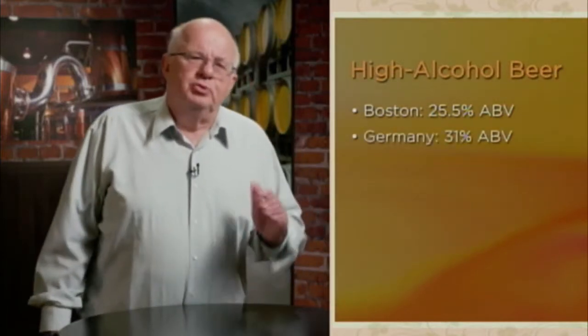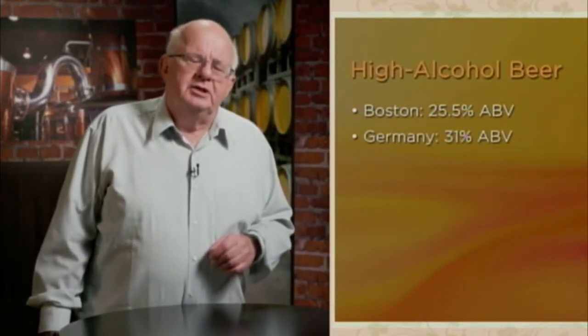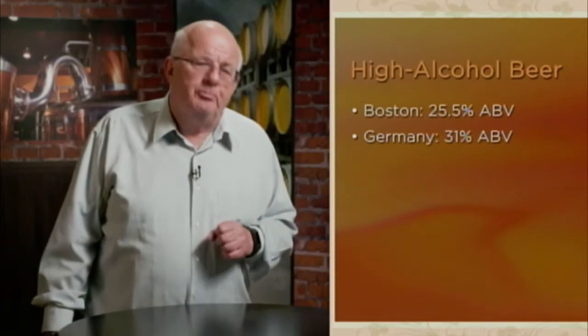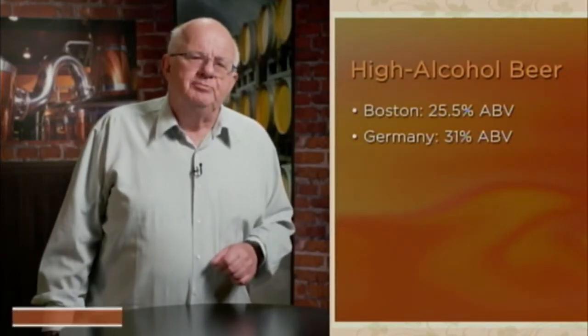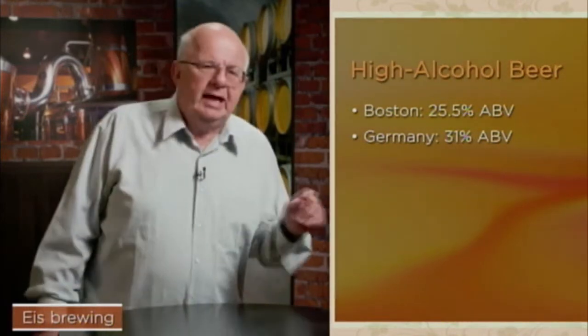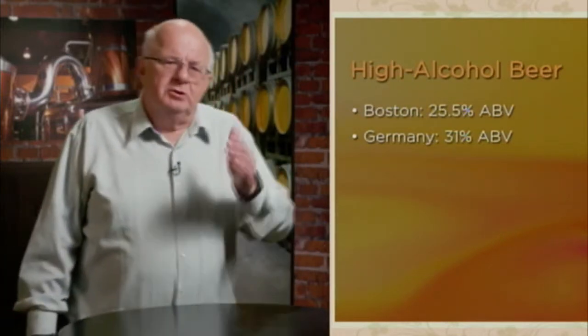And I like to say there was a war going on for who can come up with the most alcoholic beer. This war started in Boston with a beer that was 25.5% alcohol by volume. And then this challenge went to Europe. There's a brewing company in Germany that came out with a product of 31% alcohol by volume. And the only way to do that is by this ice brewing technology. German brewers have known about ice brewing, EIS brewing, for many years. So you take the beer, freeze it, freeze out water and concentrate it.